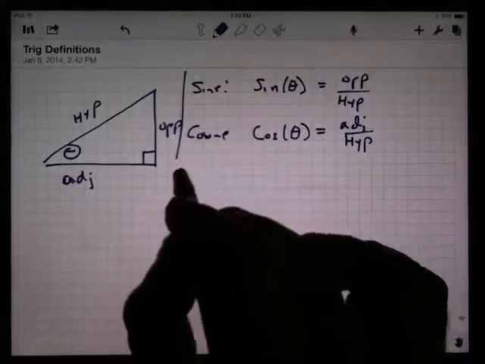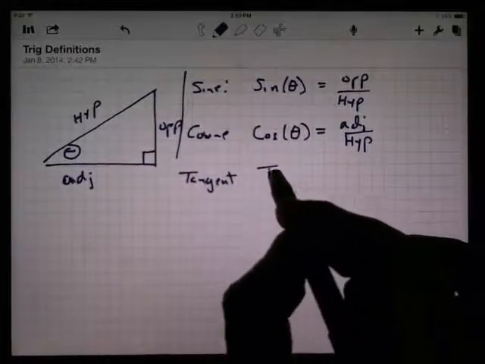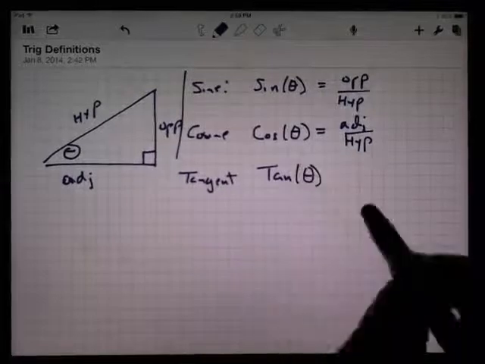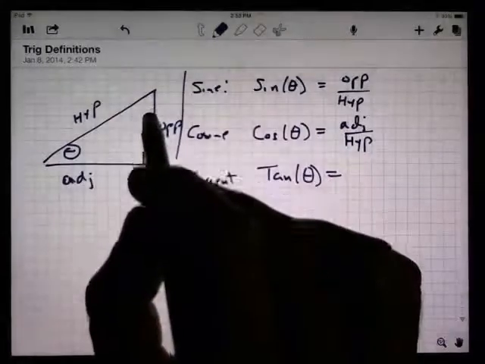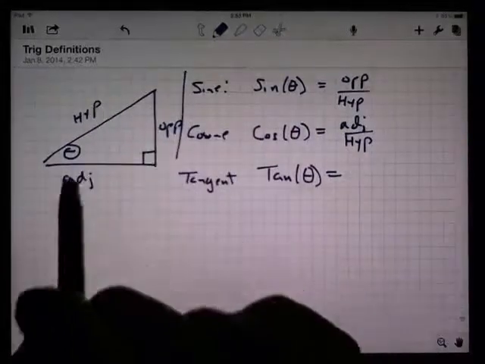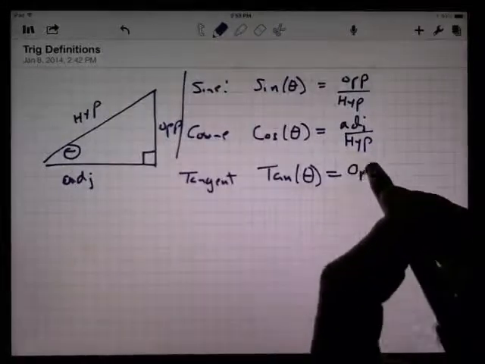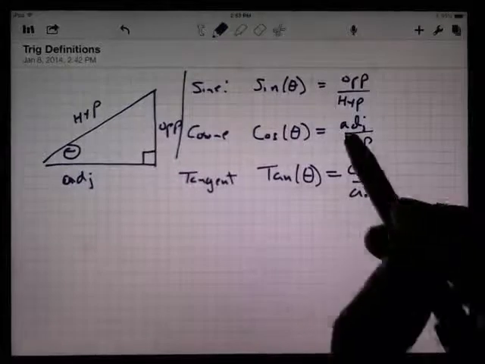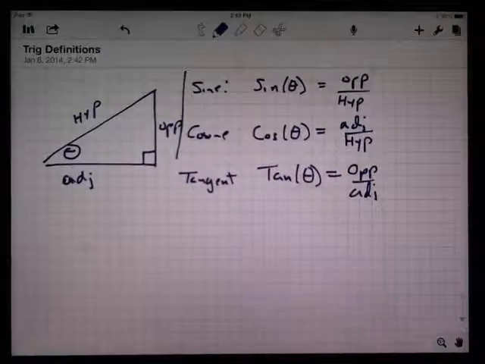Next is the tangent. The tangent is abbreviated TAN, and again, the input is an angle. The tangent is going to be, so I've used this pair, I've used that pair, now I'm going to use the other pair, the opposite over the adjacent. So with those 3 trig functions, I've used all 3 possible pairs of sides, but I have other ways that I could use them.